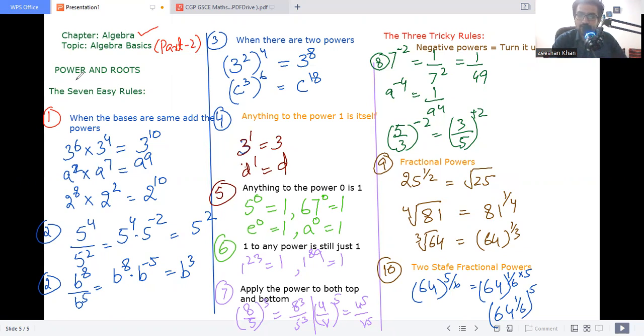Okay, the topic which we will study today is powers and roots. Here we have 7 easy rules. You can see rule number 1, 2, 3, 4, 5, 6, 7, and 8. And then we have 3 tricky rules. These are tricky rules of algebra, which we will discuss in this lesson.